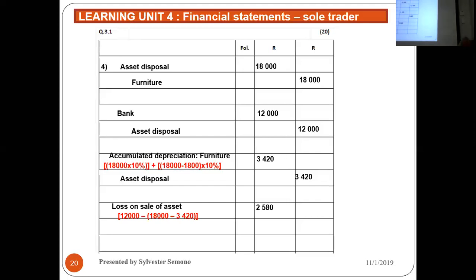We sold for 12,000 and the value is 18,000 minus 3,420. That is the value, meaning the value is more than the selling price, so I get a negative. That's why I say I made a loss. If I made a profit, the answer would be a positive, and this profit was supposed to be on the credit side. Makes sense? That's how we need to deal with number 4, the asset disposal part of it.